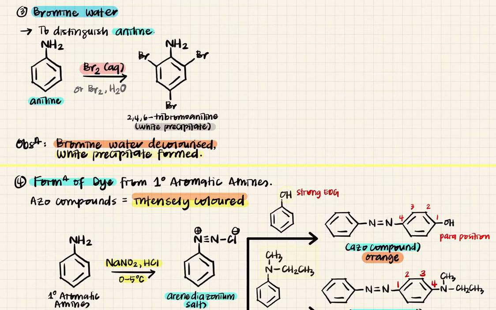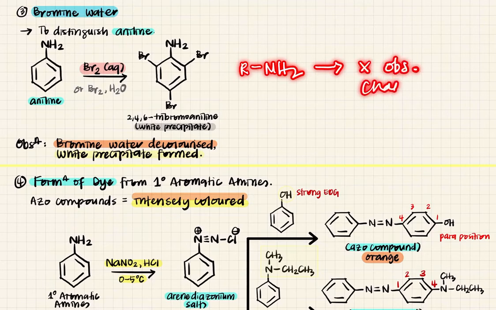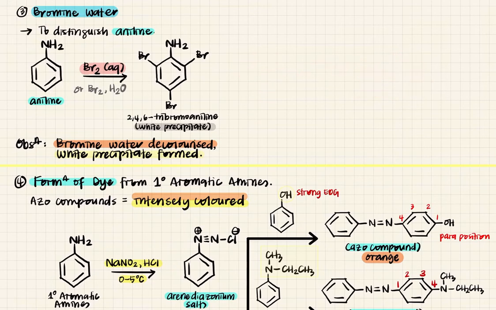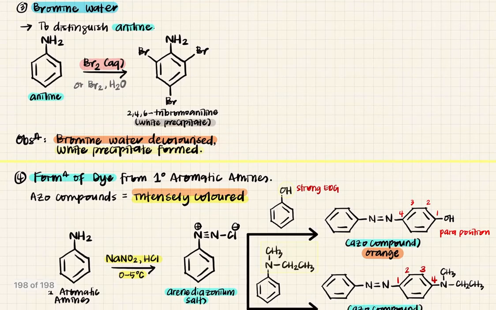Okay, so maksudnya kalau awak guna aliphatic amine with bromine water, then you will get no observable changes, atau anything else. So aniline je yang akan memberikan white precipitate observation. Okay, so this is the observation.